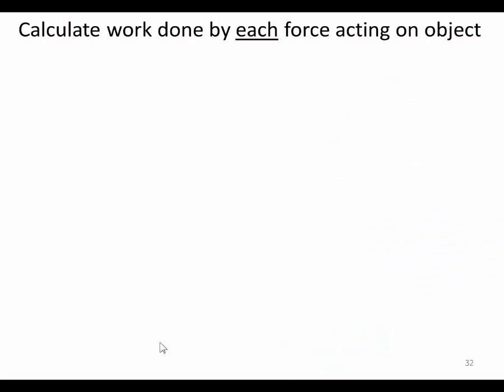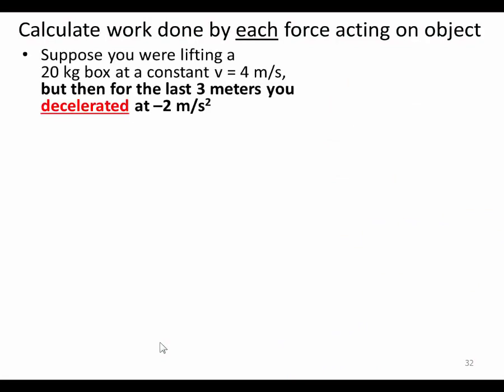So in the first example, we were moving at a constant velocity. In the second example, we were accelerating, and now we're going to decelerate. We're going to take that same 20 kilogram box, and let's say we're initially moving at 4 meters per second. But then for the last 3 meters, we're going to slow down at a rate of 2 meters per second squared. So here's our box.